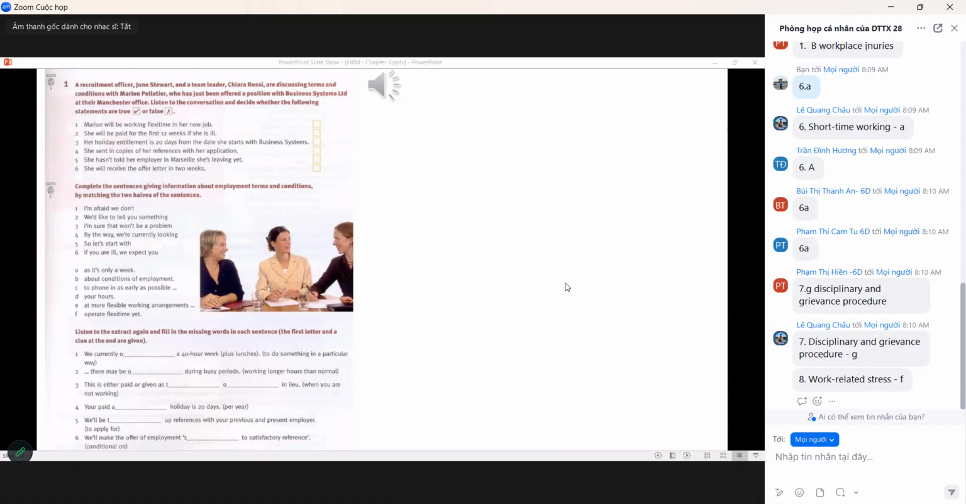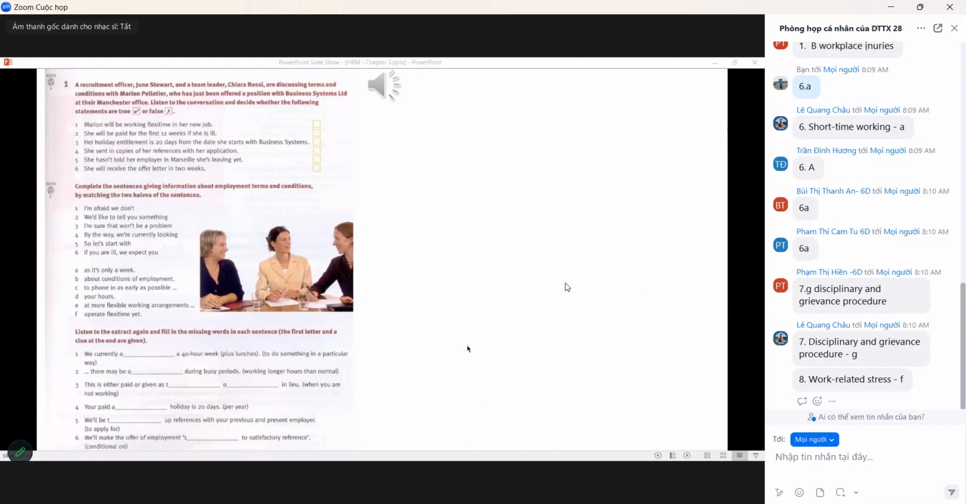So, let's start with your hours. Normal working hours are 9 to 6 Monday to Friday, with an hour for lunch. We currently operate a 40-hour week plus lunches. I'm afraid we don't operate flexi-time yet, and there may be overtime during busy periods. This is either paid or given as time off in lieu. I see. By the way, we are currently looking at more flexible working arrangements for our employees, but that's still in the future. Okay, could you tell me what happens if I'm ill?